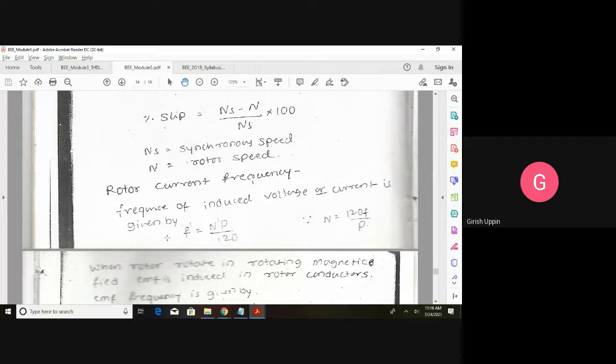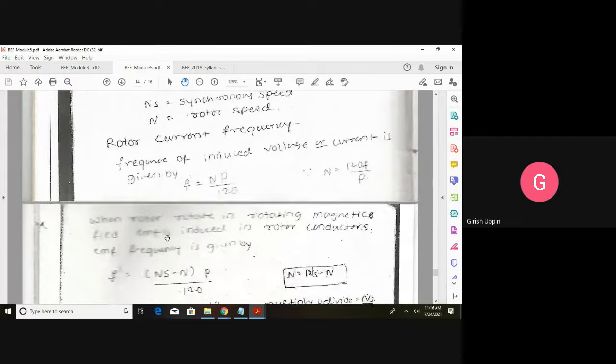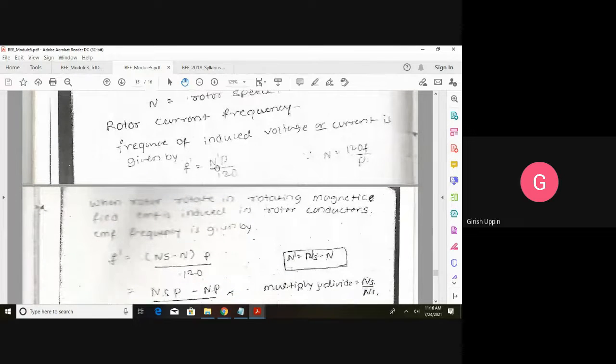There is one more small derivation, for the rotor current frequency. As I told you, there is a current that flows in the rotor, and that rotor current has a certain frequency. So how do we calculate that? The frequency of the induced voltage or current is given by f' is equal to N'P divided by 120. So f' is the rotor current frequency, and N' is nothing but Ns minus N.